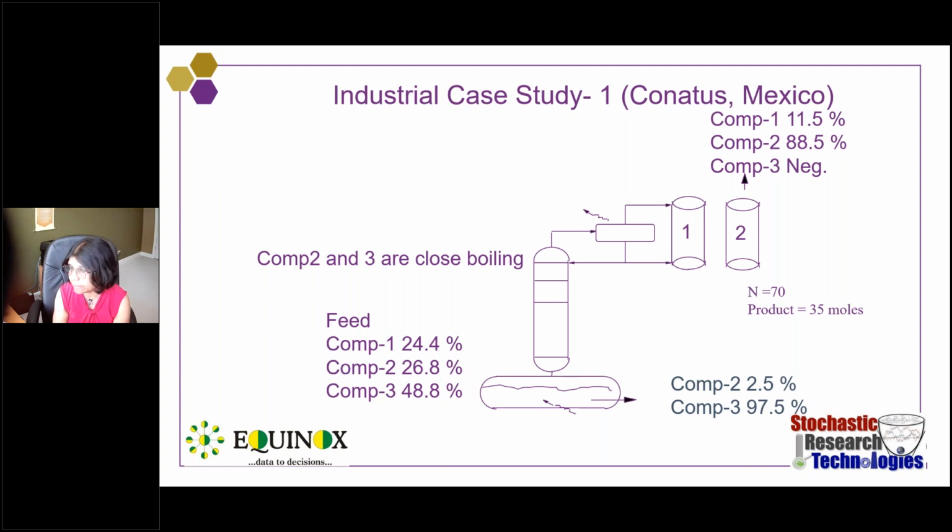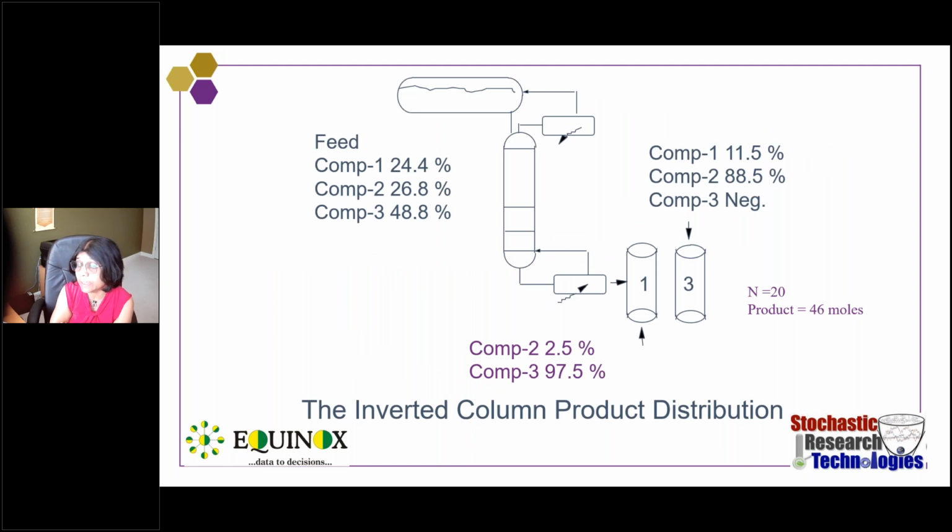They wanted a design, and what we found out is that the rectifier, because they have a heavy component which is important, and 2 and 3 were close boiling, needed something like 70 theoretical stages, and the product they got was something like 35% of the feed. When we said that they can change the configuration and use the stripper, they needed a very small column compared to the 70 plate column. They only needed a 20 theoretical plate column, and they got 46% of the product, more product than before, especially the bottom product. And so the stripper was a better operation.